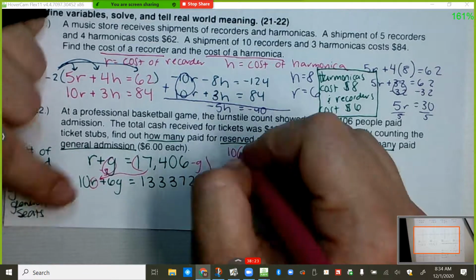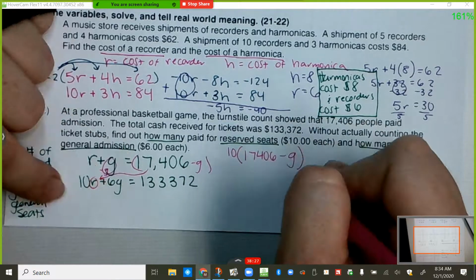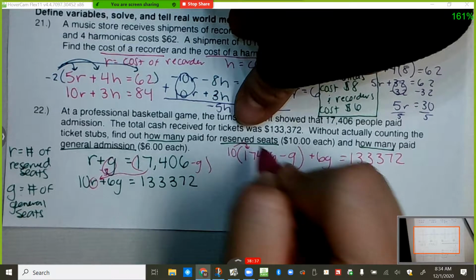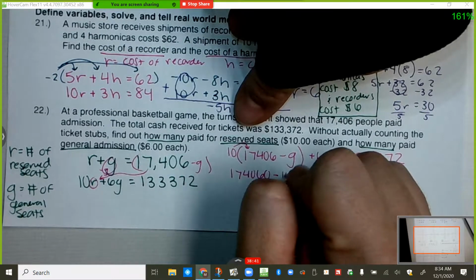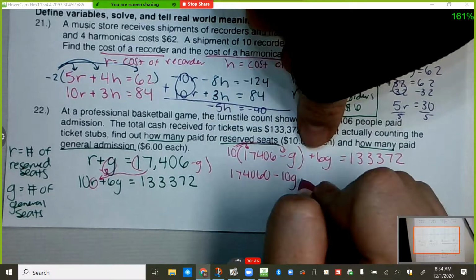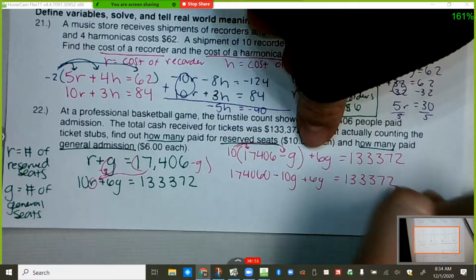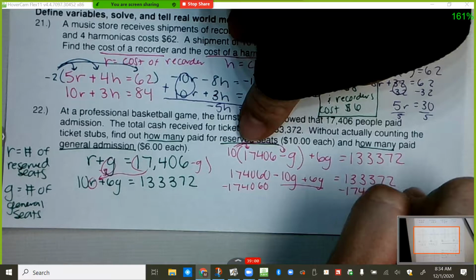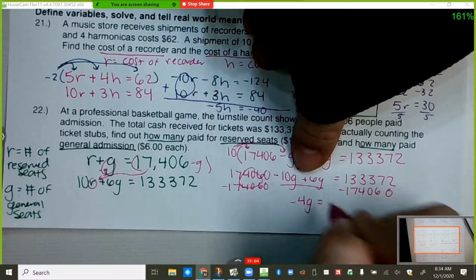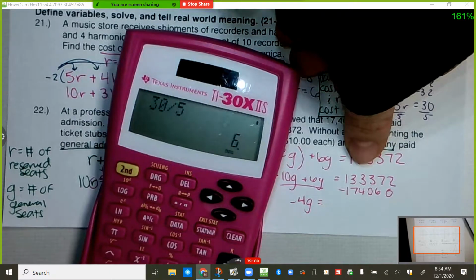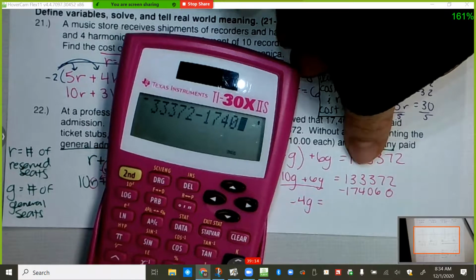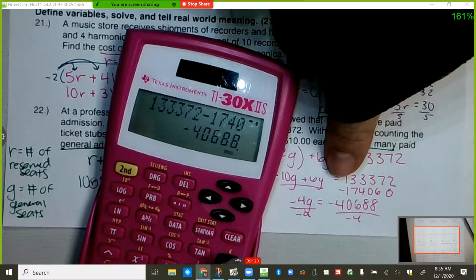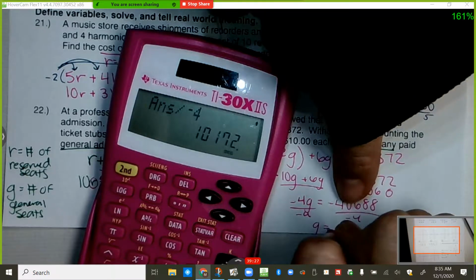And I get 10 times 17,406 minus G plus 6G equals 133,372. So when I multiply by 10, 174,060 minus 10G plus 6G equals 133,372. So I'm going to combine like terms, and I'm also going to subtract this from both sides. And I get negative 4G equals 133,372 minus 174,060, which is negative 40,688, and I'm going to divide both sides by negative 4, and I get G equals 10,172.